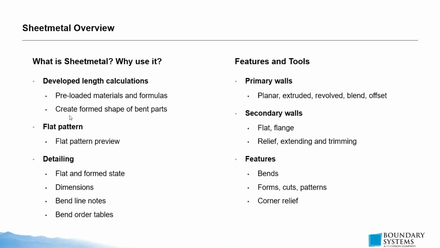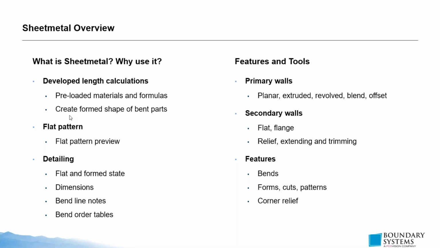Next, you can do detailing. This is exactly like making a drawing in Creo Parametric. And the main things you're going to be showing in a sheet metal drawing can be the flat and form state, the dimensions, the bend line notes. So for example, in a flat state, you can say this bend will be performed at a certain number of degrees. And bend order tables, which can indicate the order in which the bends are performed, which can oftentimes be essential to make the part fit together properly.